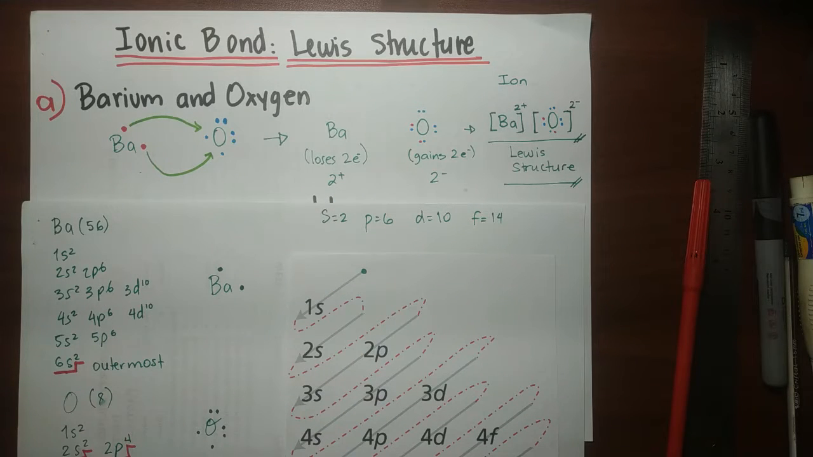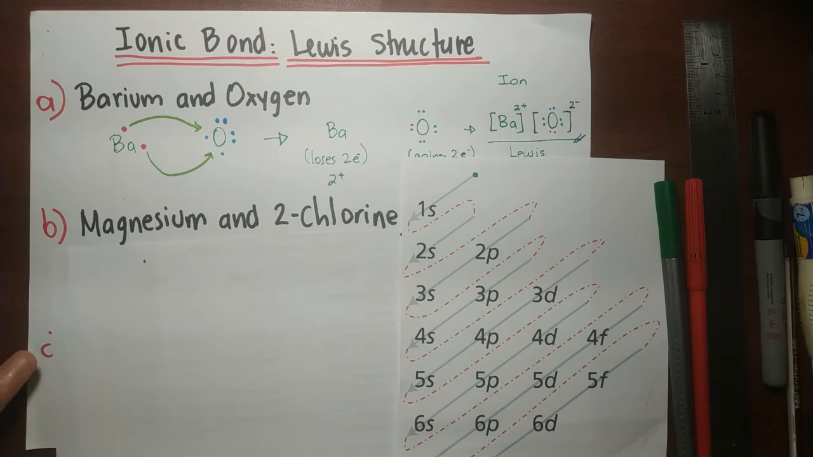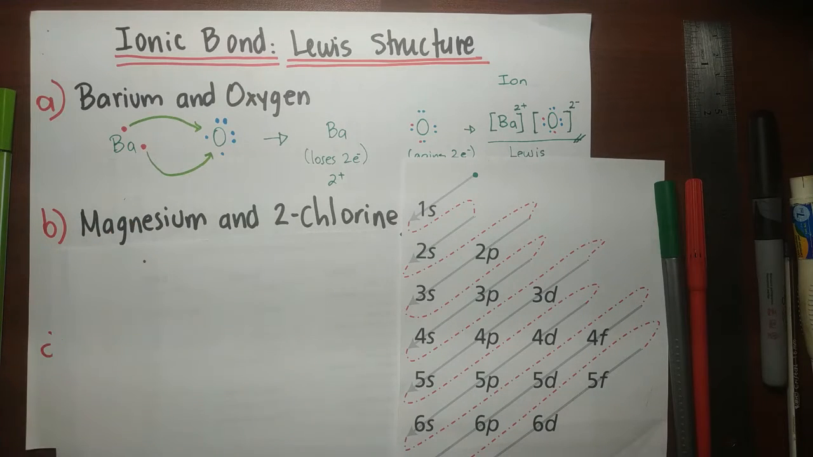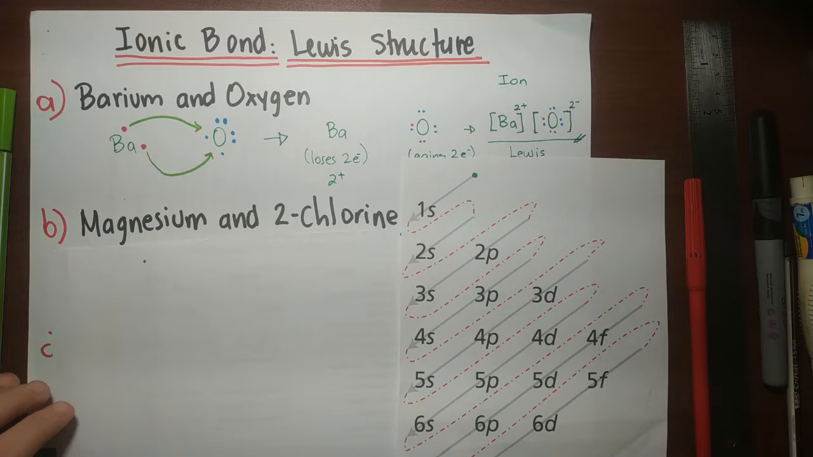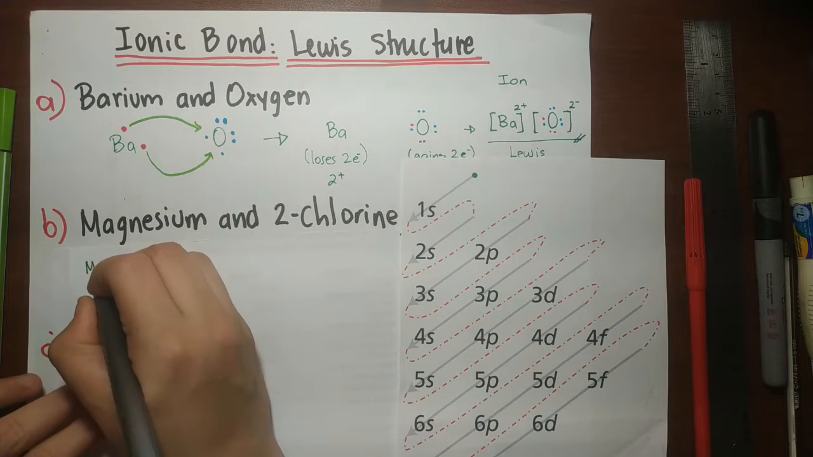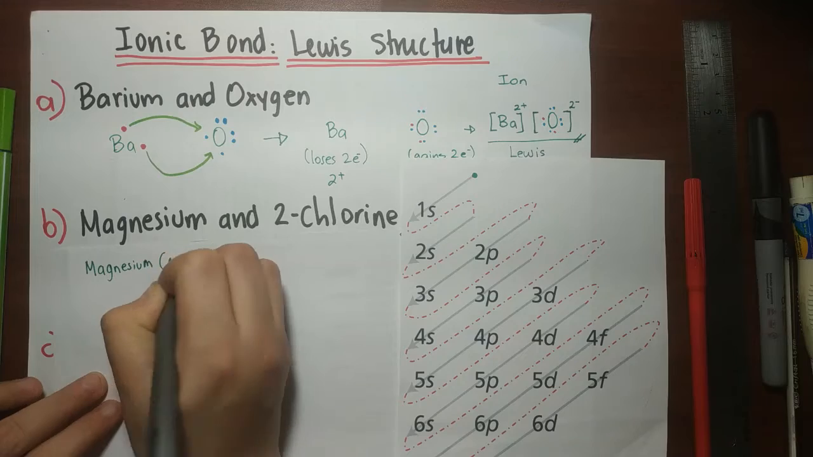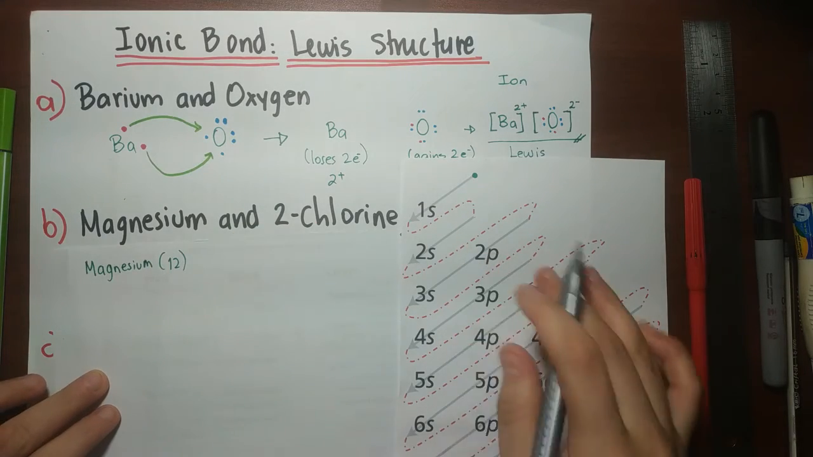Now we do a second example. In the second example, we have 1 magnesium and 2 chlorine. So basically what we're gonna do is we're gonna build a Lewis structure for magnesium and chlorine, 1 for each. Okay, so magnesium, which is number 12 in the periodic table, okay, we're gonna do the Lewis structure.